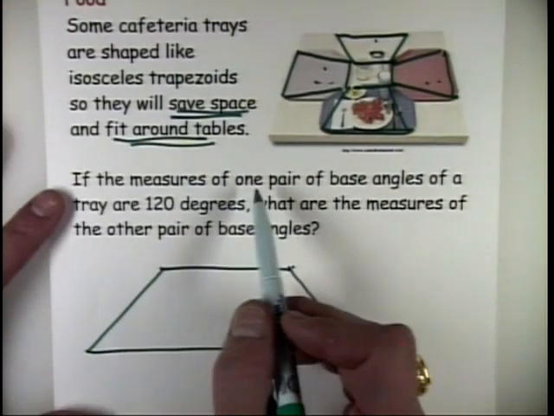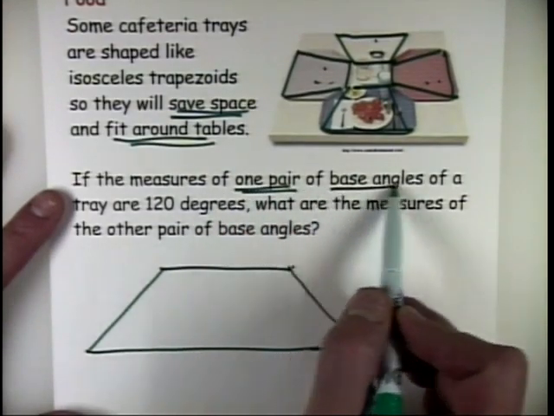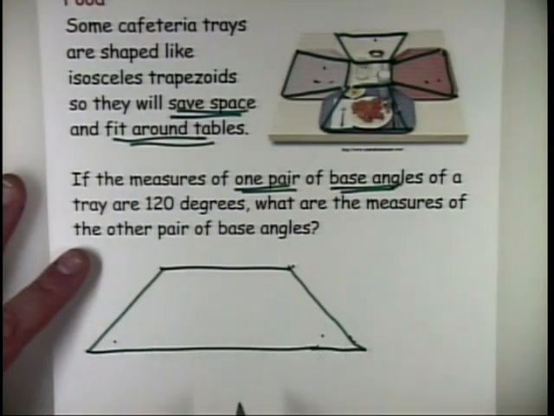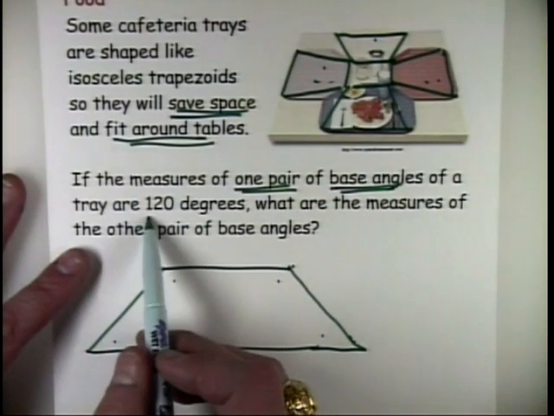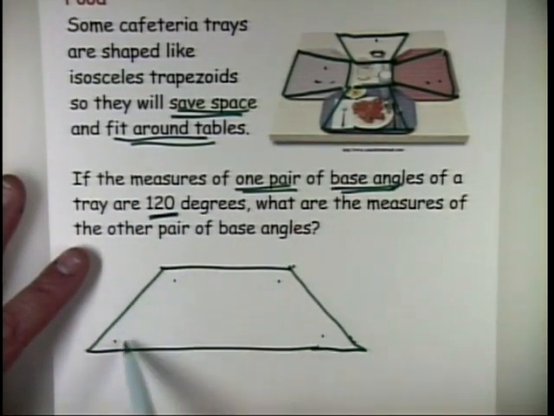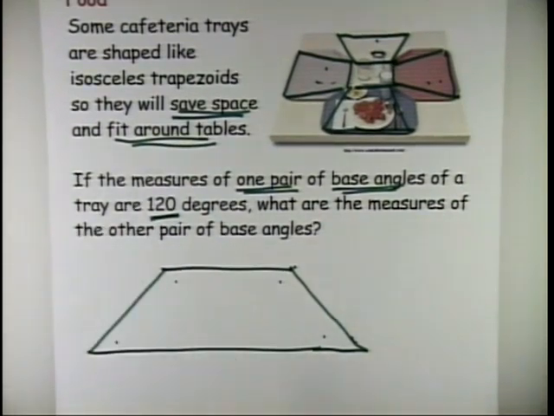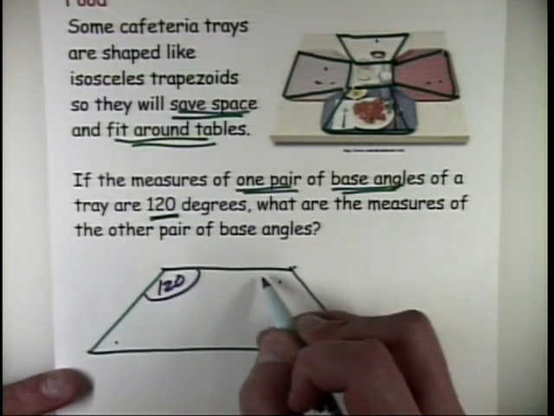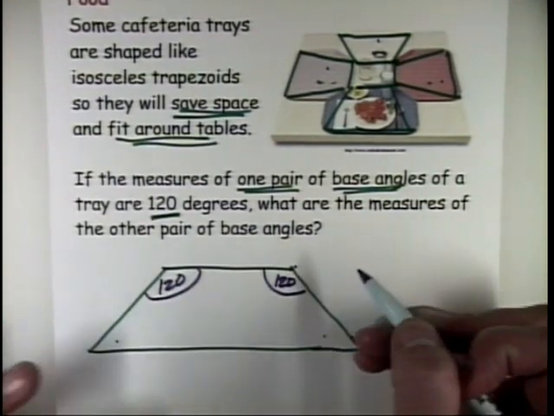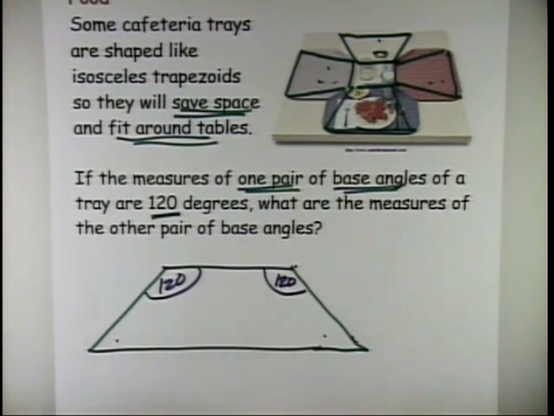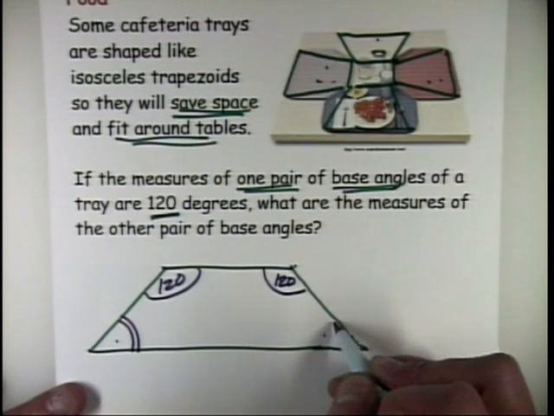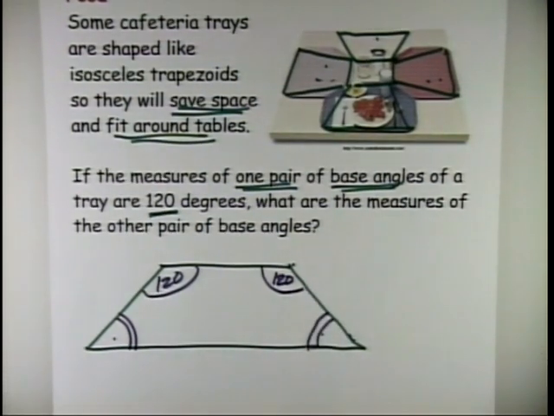Carefully, what do we have? One pair of base angles are 120 degrees. So it's either this one and this one, or this one and this one. Now 120 is an obtuse angle, so although it doesn't matter, I'm going to try and make it germane to the diagram. I'm going to call the obtuse angle 120. So that's 120, and this is 120. Okay? Now the question is asking us to find the measure of this. And I know that these are also going to be congruent because it's isosceles.